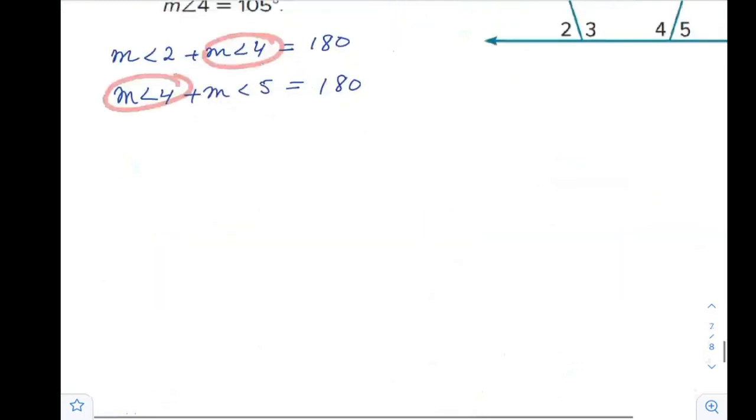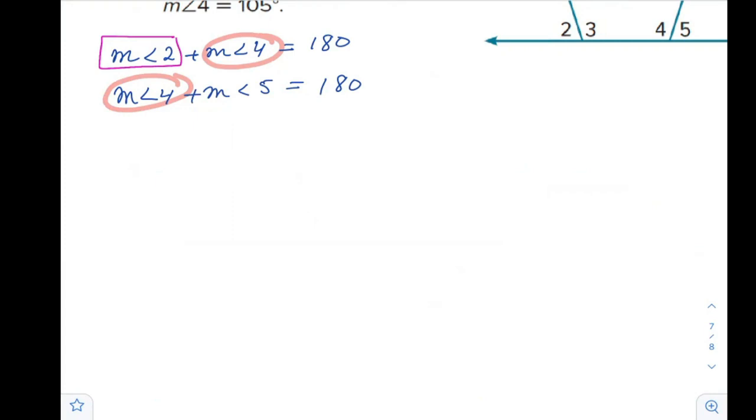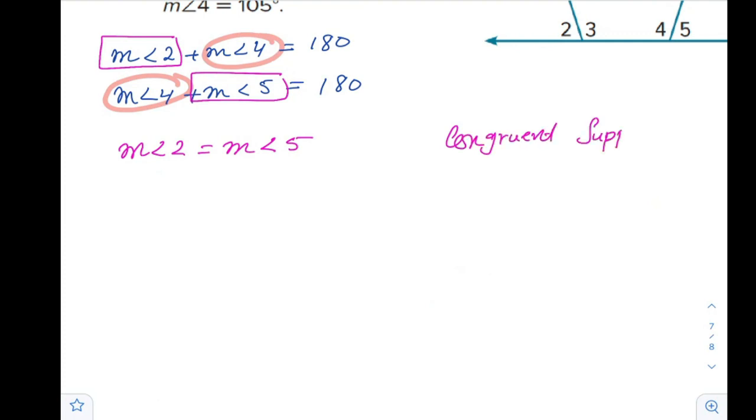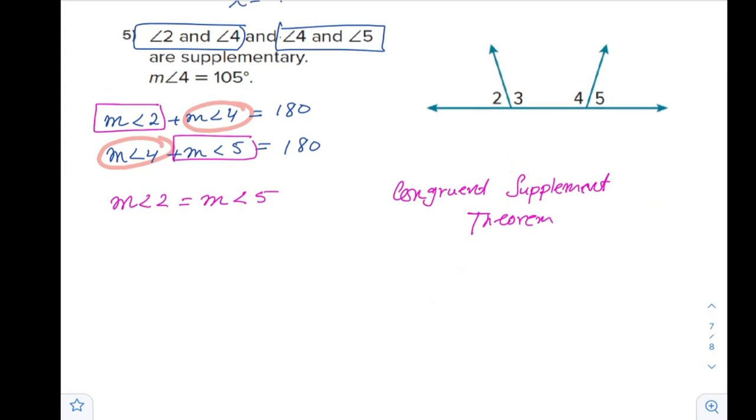The congruent supplement theorem states that angle 2 will be definitely equal to angle 5 in measure. They are congruent. So measure of angle 2 is equal to measure of angle 5, which is the congruent supplement theorem. Okay, so we have now this very important information.